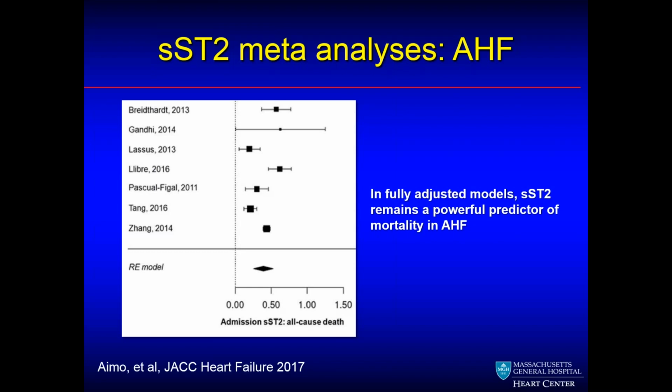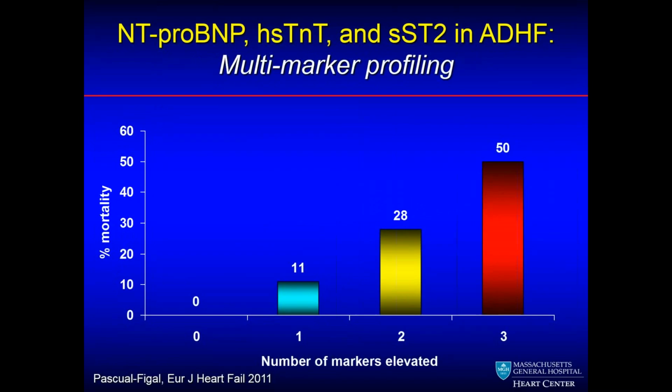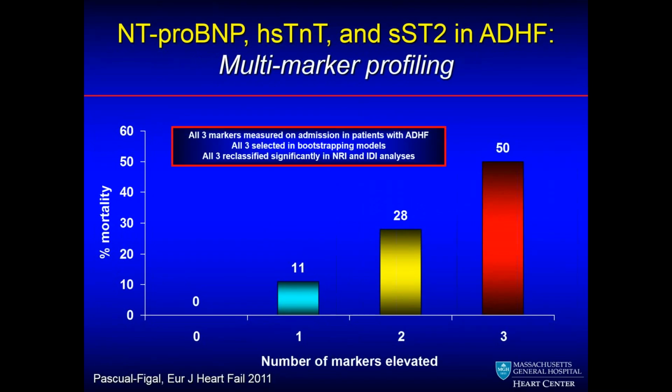In addition to being valuable for prediction of mortality as a single measurement, ST2, as I mentioned earlier, adds to the prognostic information that we gain from other biomarkers. So one of the reasons why ST2 appears to be independent of the natriuretic peptides and troponin is because it provides us unique biological information. So they are additive for prognosis.